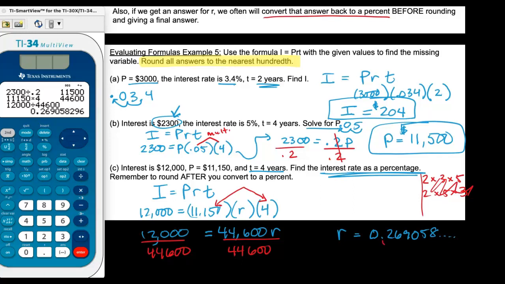So I'm going to take the decimal and I'm going to move it 2 spots to the right. That's just opposite of what we were doing before, going from percent to decimal. Now we're going from decimal to percent, so I move the opposite direction. So that gives me 26.9058. I usually keep a bunch of numbers there, and then I can go ahead and round. And so it asks to round to the nearest hundredths place, which would be where this 0 is. So the next number is 5, so that means I bump that up to a 1. So 26.91% is going to be the rate for that investment.